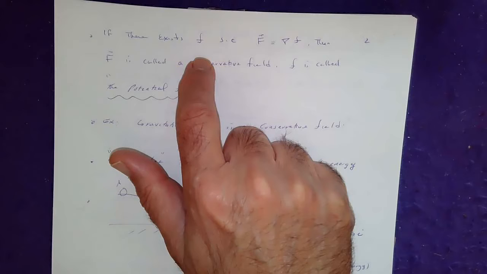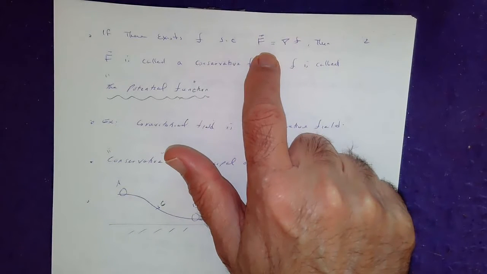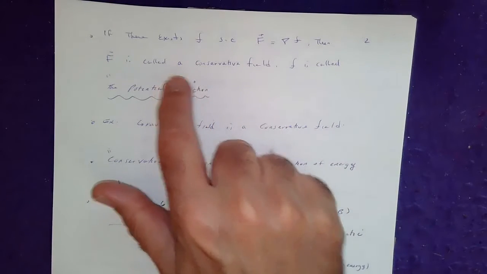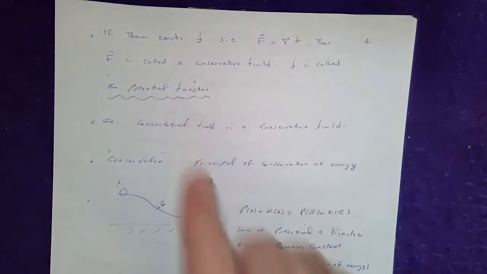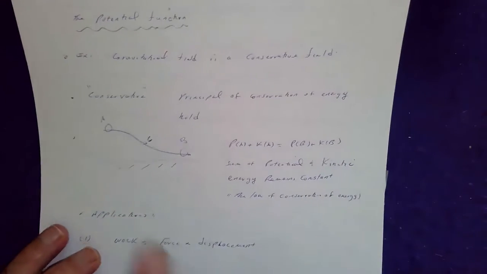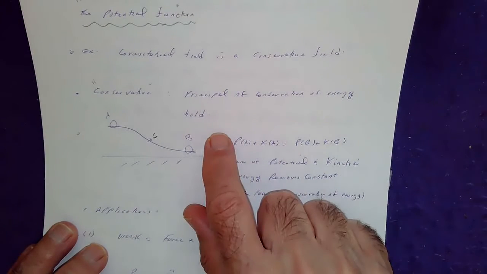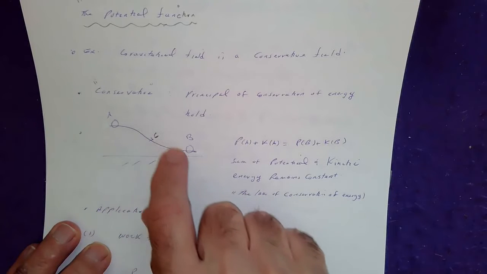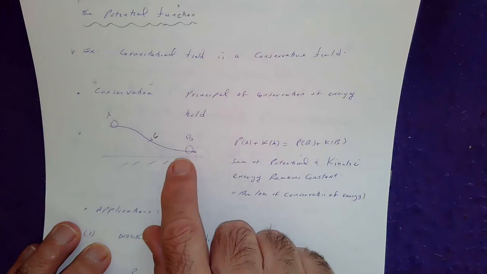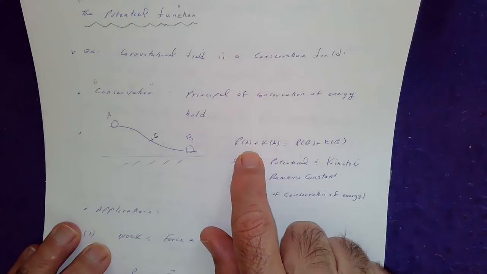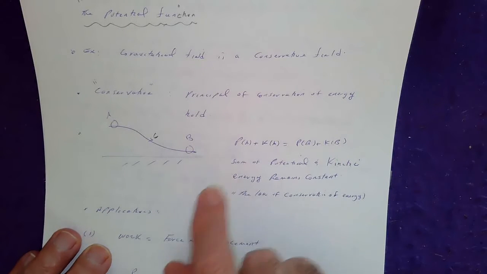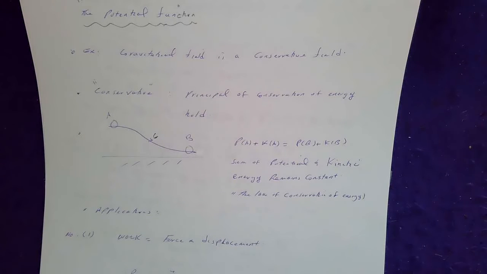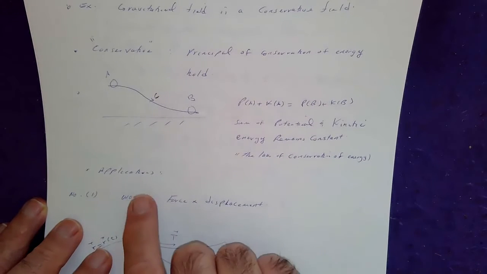So if you can find a scalar function such that its gradient is the same as the vector field itself, then the vector field is called a conservative field, and the scalar function is called the potential function. The word conservative comes from the principle of conservation of energy. If you roll an object from top to bottom of a hill, and the sum of the potential and kinetic energy at point A is exactly the same as at point B, then there has been a conservation of energy, therefore we have a conservative vector field.